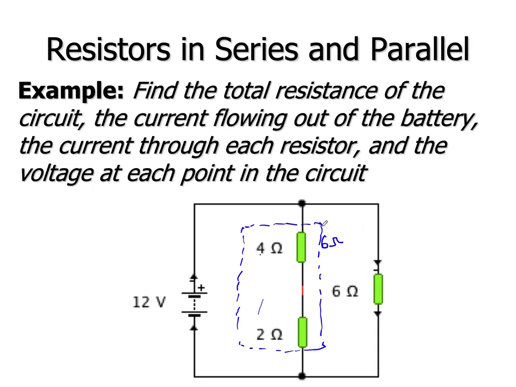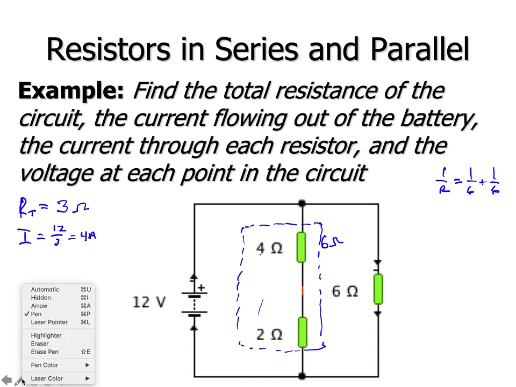And now, what's the total resistance of this circuit? The total resistance now is you've got 6 ohms in parallel with 6 ohms. All right, so I get 1 over R total is equal to 1 over 6 plus 1 over 6. That's 2 sixths, taking the reciprocal, 6 over 2, or 3 ohms. What's going to be the current out of the battery? Well, 12 over 3, the total current out of the battery is going to be 4 amps. So now let me switch colors real quick, and we'll get going on it here.